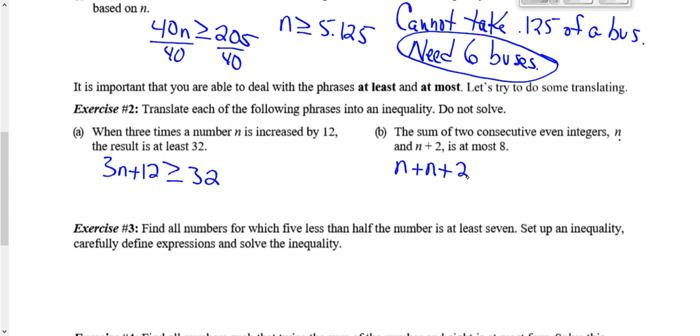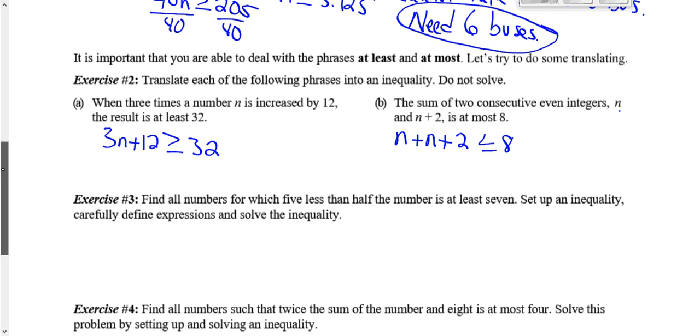Shouldn't it be 2n plus 2? It would be when we combine like terms, right? But we're not solving it. So less than or equal to 8. When you go to solve it, then you'll combine like terms, right?